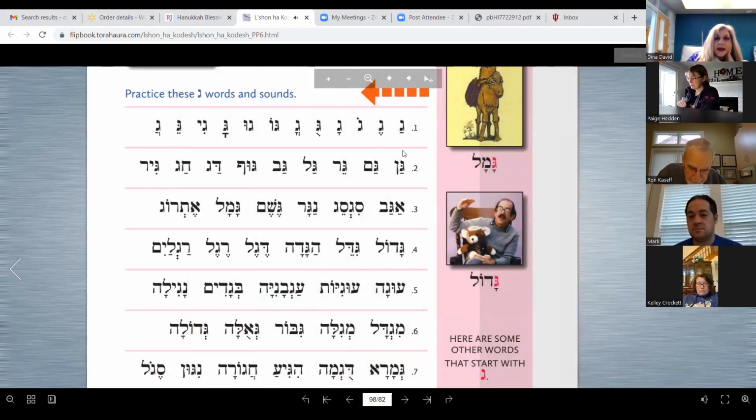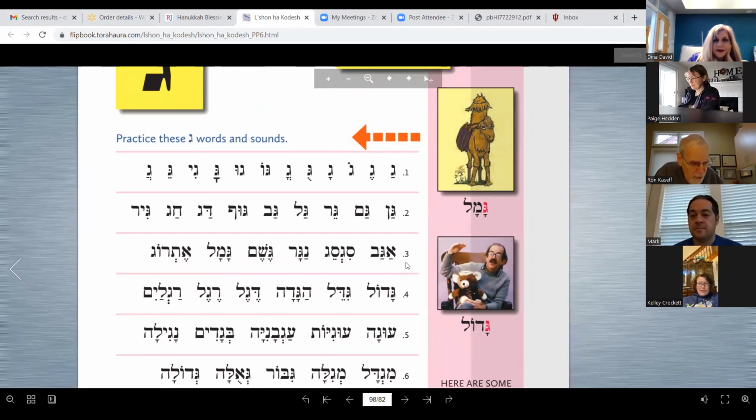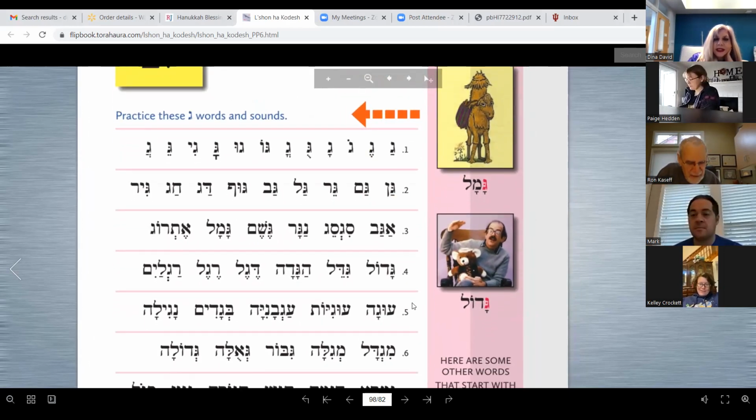All right, Kelly, line 1. What is this letter? Gimel. It's on your dreidel, which means gadol. Gadol means big. So when we say on the dreidel, Nes Gadol Haya Sham, great miracle happened there.